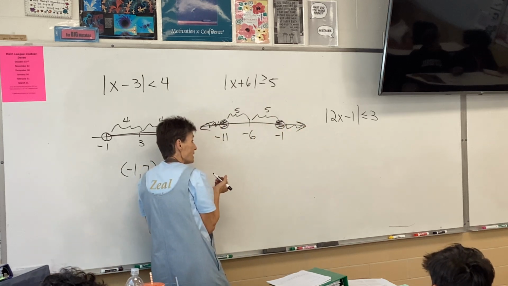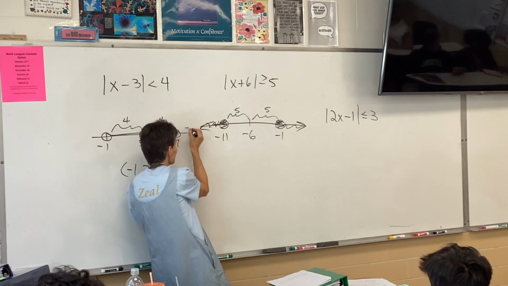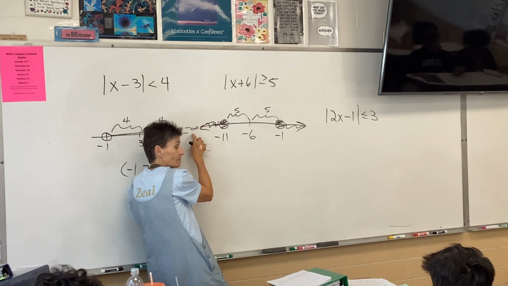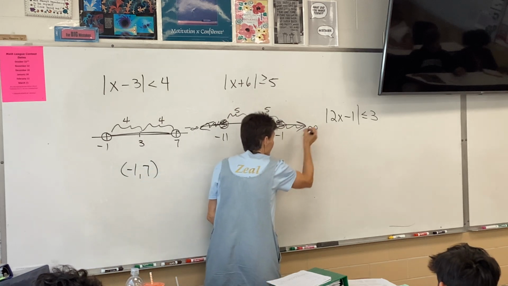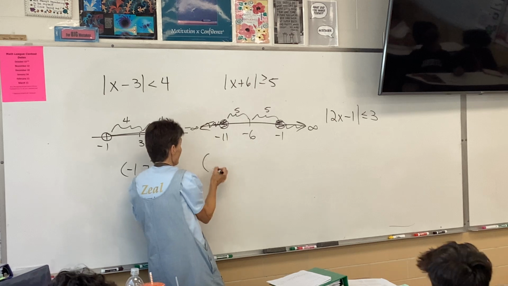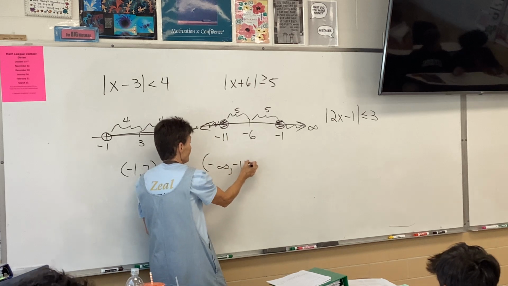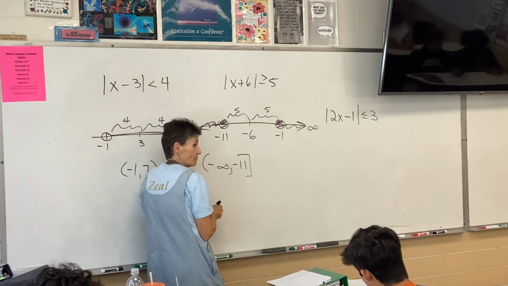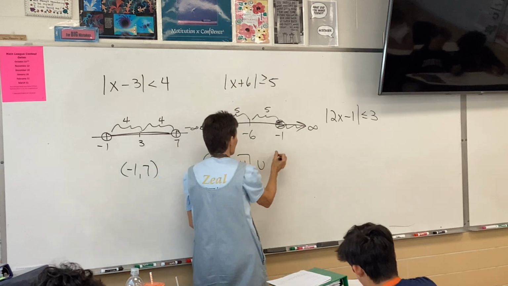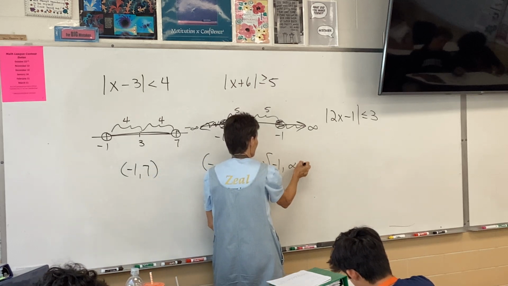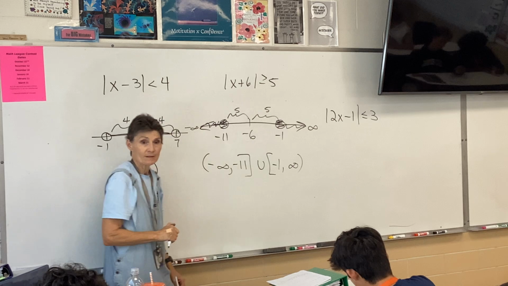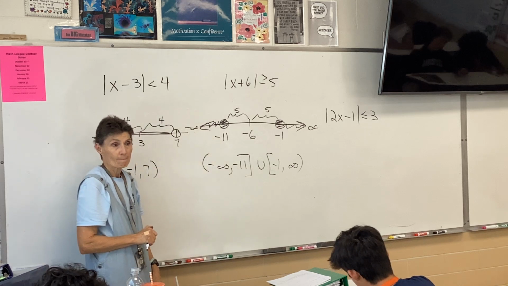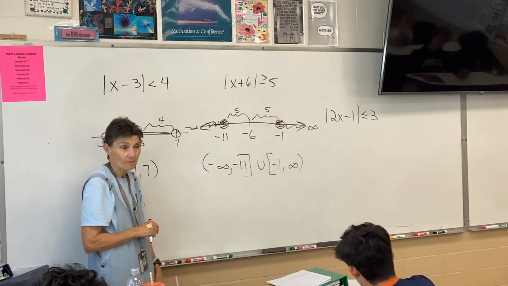So what is my answer? Well, remember, this is negative infinity, and this is positive infinity. So we'll go from negative infinity to negative 11, and then we'll union that with negative 1 to infinity. Done. No math.